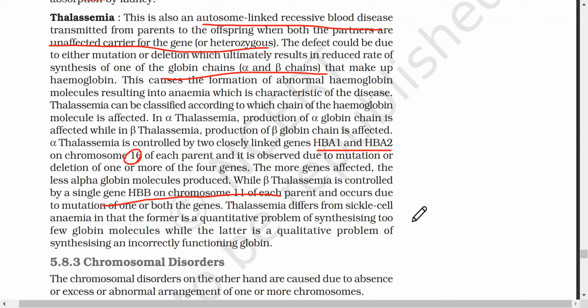More or less, you have to remember that thalassemia differs from sickle cell anemia in that the former is a quantitative problem of synthesizing too few globin molecules, while the latter is a qualitative problem of synthesizing an incorrectly functioning globin.